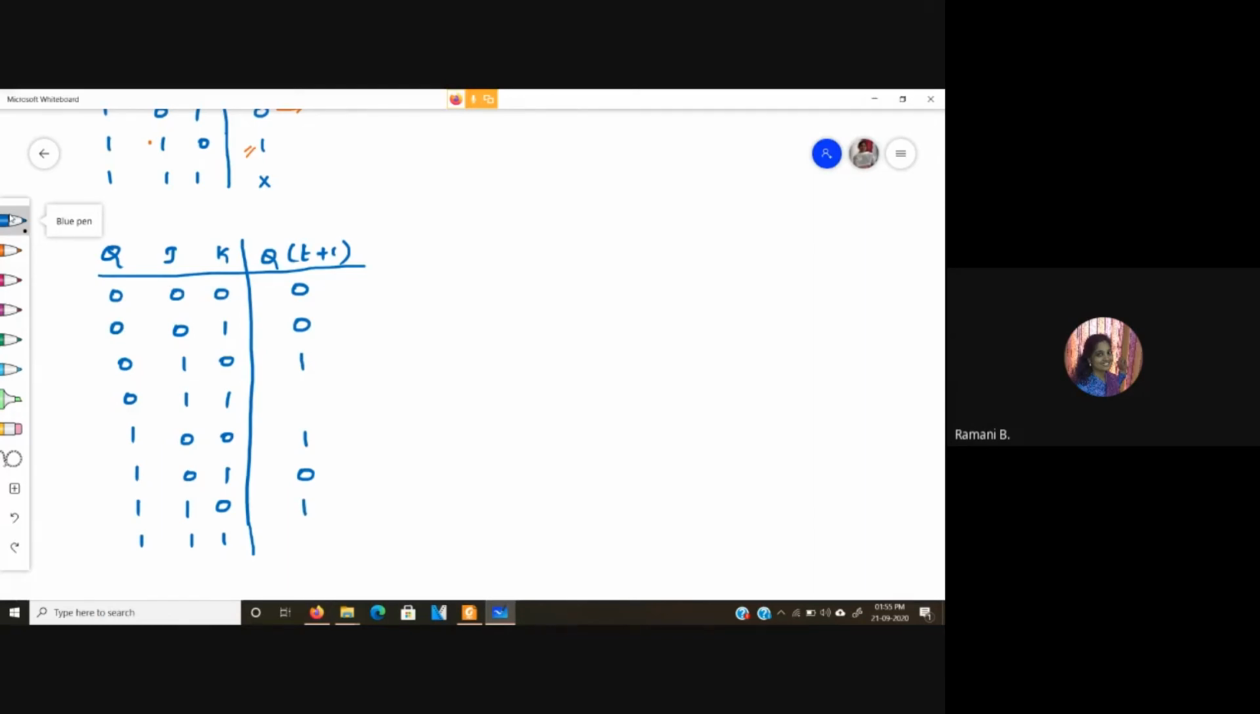And lastly, for J equal to 1 and K equal to 1, Q of T plus 1 is the complement of Q. So here we have Q equal to 0, so output is 1 here, and here Q is equal to 1, so the output is 0 over here. Now for the excitation table, we have Q and Q of T plus 1. We are to find the flip-flop inputs for this combination.